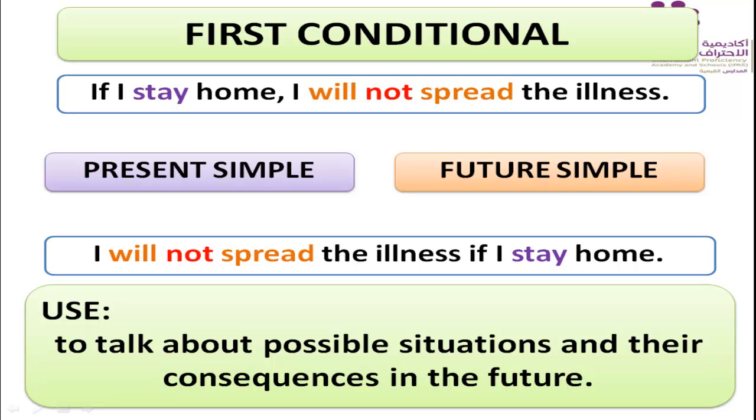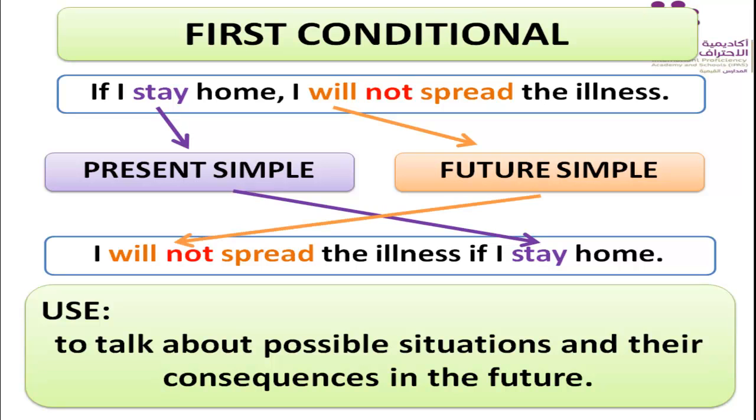The first conditional is used to talk about possible situations and their consequences in the future. So we use the present simple with the if clause, whether it's at the beginning of the sentence or at the end. And I use the future simple in the main clause, or the other part of the conditional sentence, whether it's at the beginning or at the end.